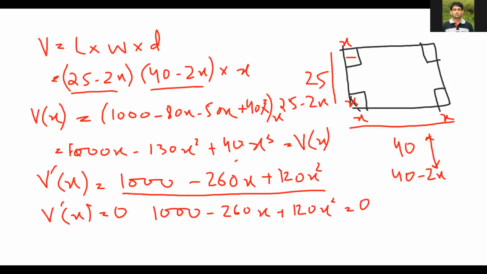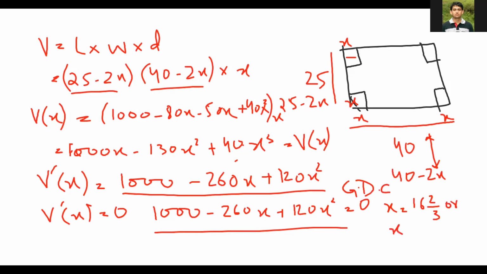Because that's a quadratic equation, I'll get two values of x. One, I'll put that in the GDC. In the exam, you can write it like this. Using the GDC, we have x as 50 by 3, which is 16 2 by 3, or x is equal to 5.